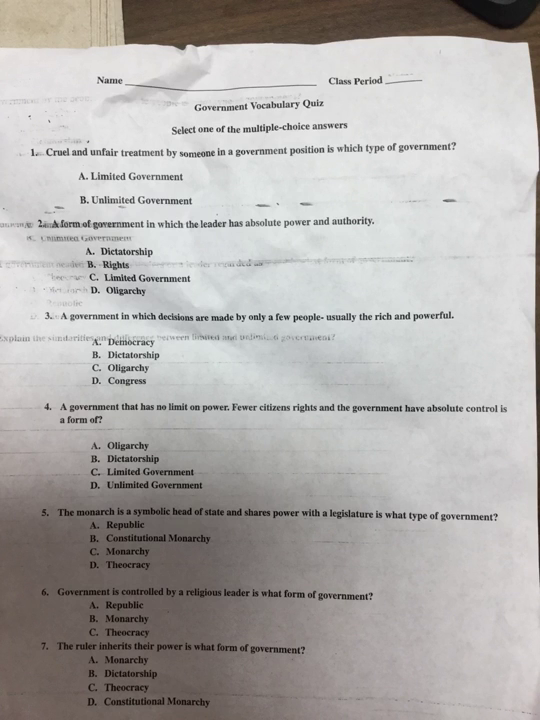Question number 7. The ruler inherits her power. Is what form of government? A, monarchy, B, dictatorship, C, theocracy, D, constitutional monarchy.